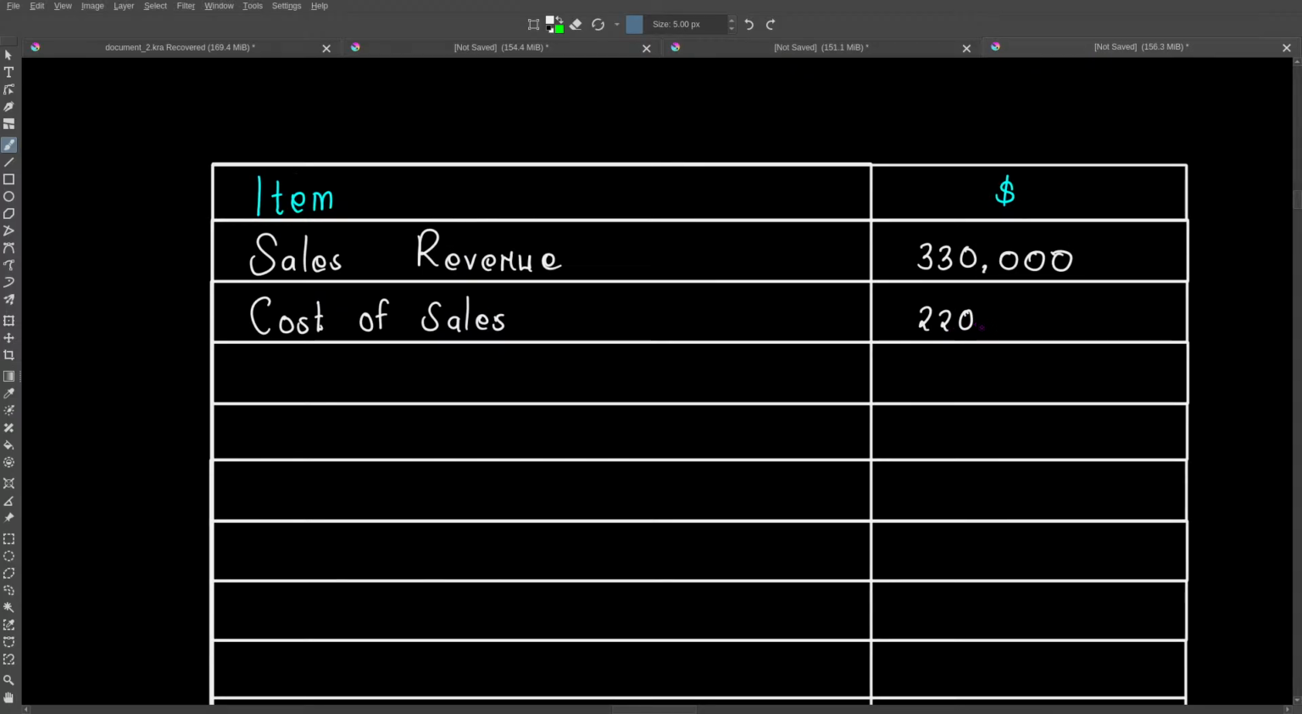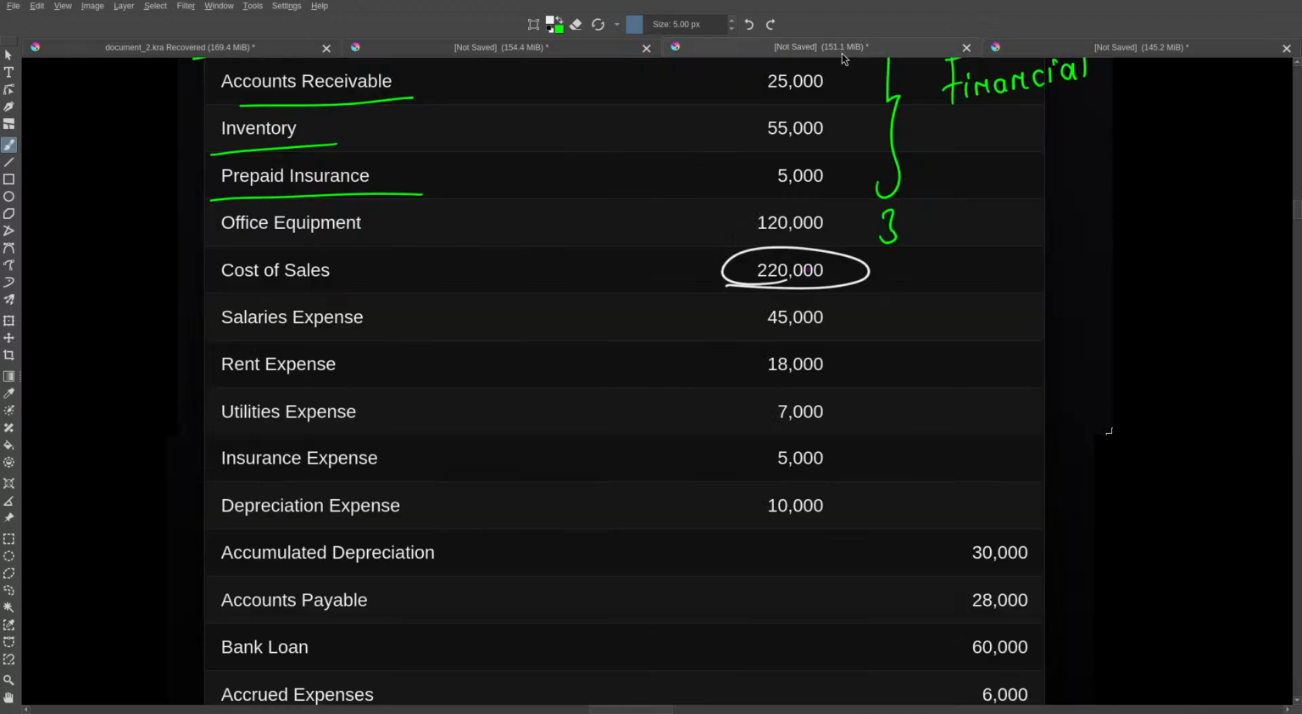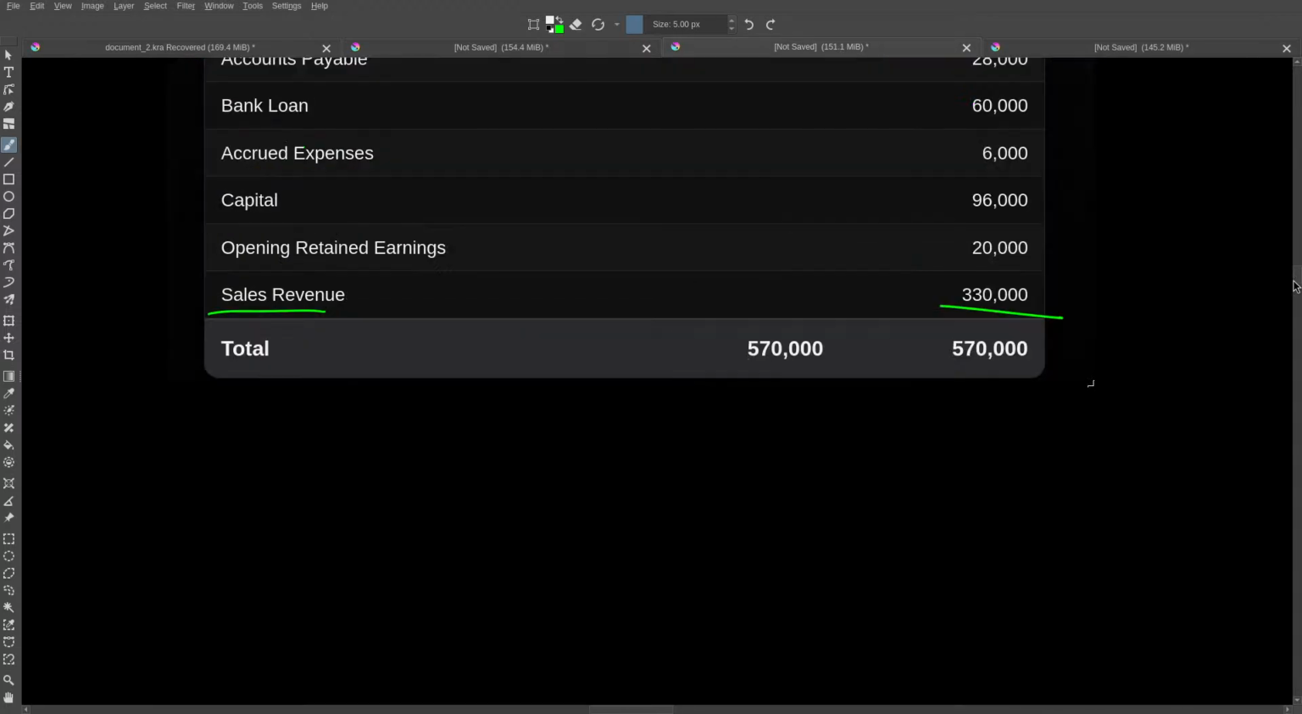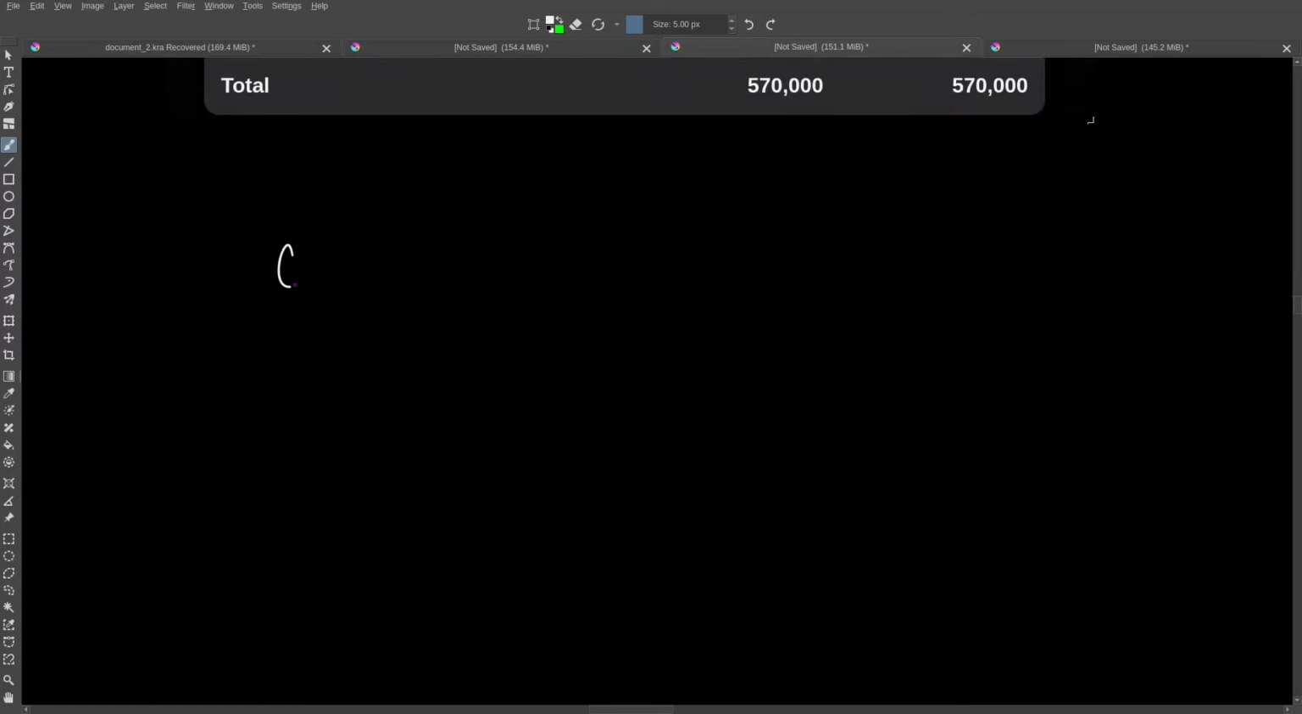Remember, in some instances, they won't give you directly the cost of sales. No, they are going to give you the opening inventory, and then they give you the purchases that have been made during the period, and the closing inventory.